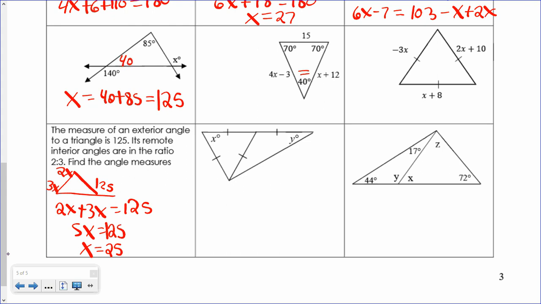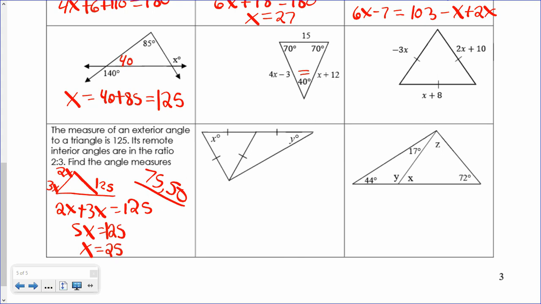If I remember correctly, it's 25? Yep. Okay. But is the question asking for x? No. It's asking for the angle measures exactly. So one of them would be 75. The other one would be 50.